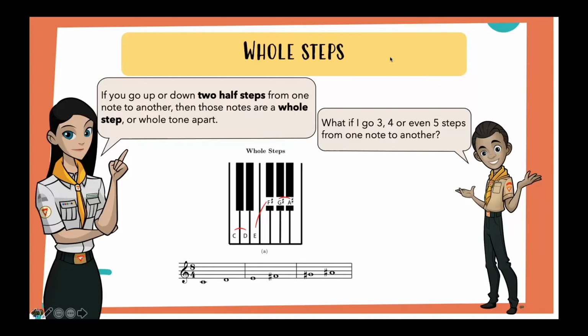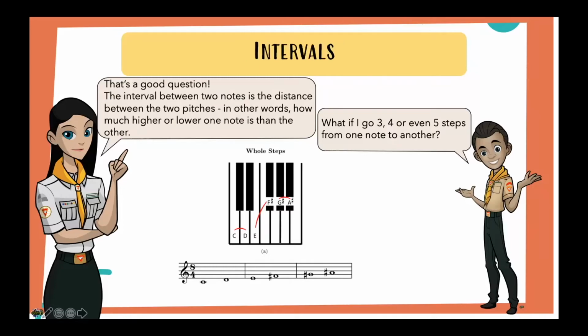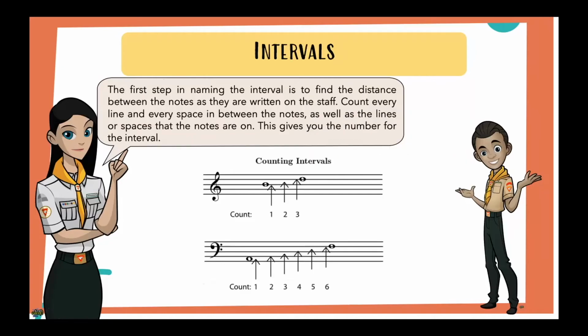The next one here is, so we need to talk about intervals to answer this question. And our Pathfinder here is saying, oh, that's a good question. So the interval between two notes is the distance between the two pitches. In other words, it's how much higher or lower one note is than the other. And if I want to go 3, 4, 5 steps of half steps up or down, I need now to start counting.